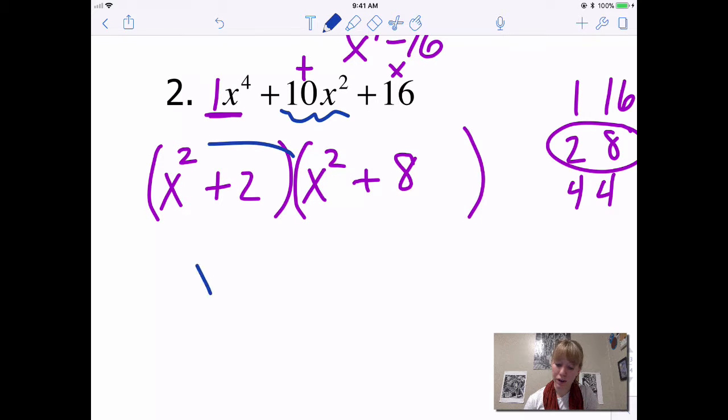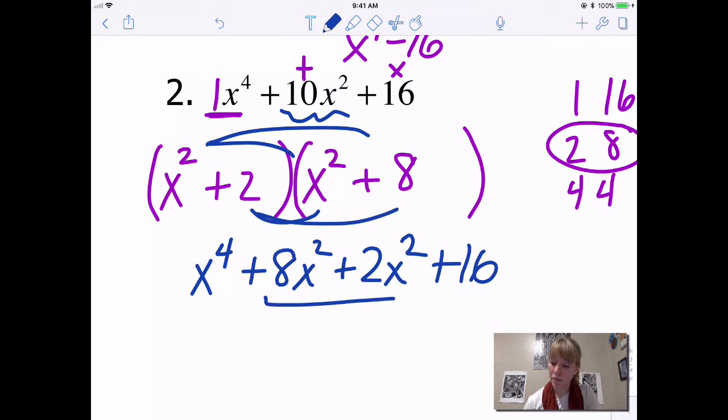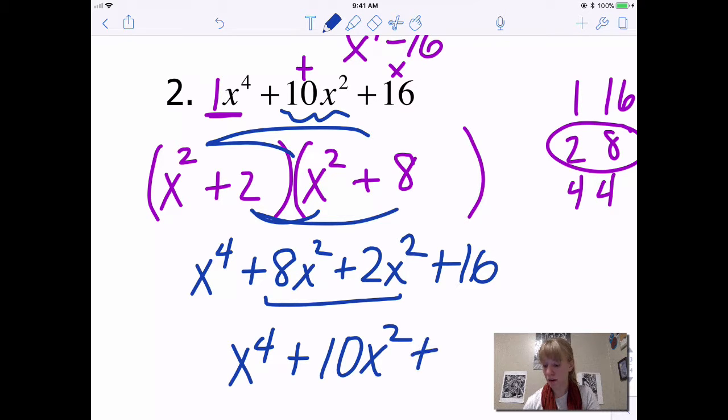X squared times x squared is x to the 4th. X squared times 8 is 8x squared. Hey, that's where that x squared comes in. 2 times x squared is 2x squared. And 2 times 8 is 16. Combine some like terms, I get x to the 4th plus 10x squared plus 16, check.